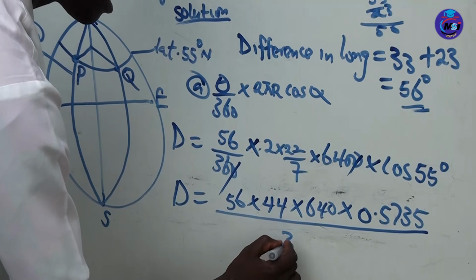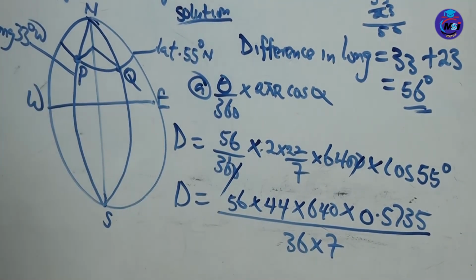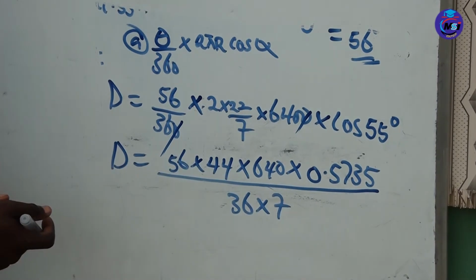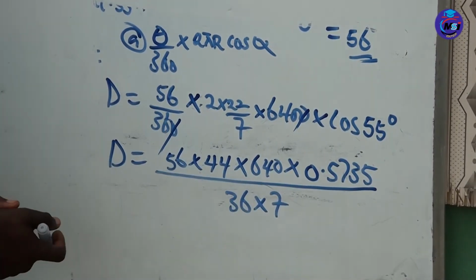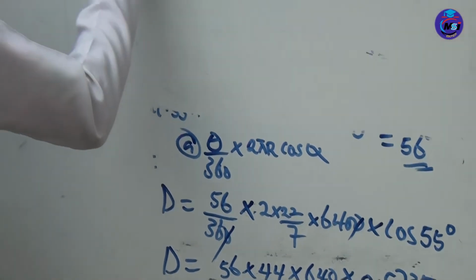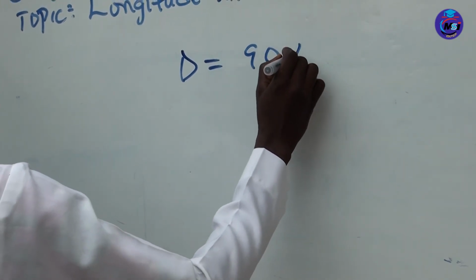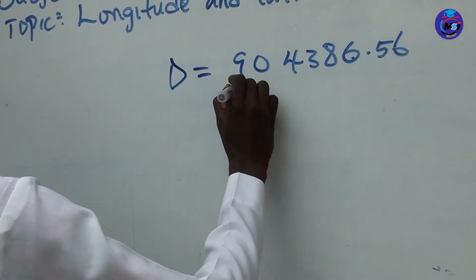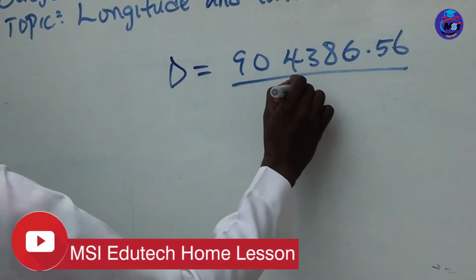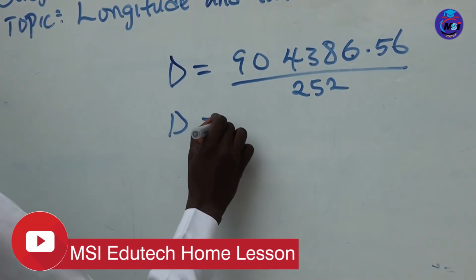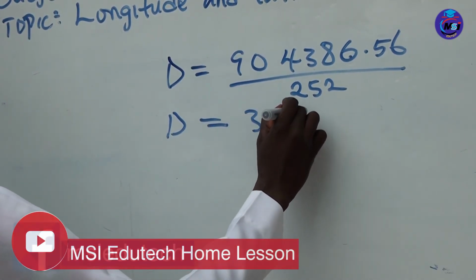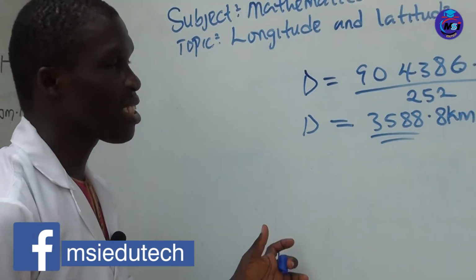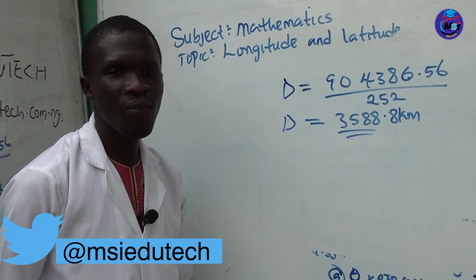Divided by 36 times 7. Okay, now we have D equals 56 times 44 times 640 times 0.5735 divided by 36 times 7. So if you do this, D will give you 90,436.56. You divide it, 36 times 7 will give you 252. If you divide this, it's going to give us 3588.8 kilometers. So this will be our distance. That is the distance along the parallel of latitude.